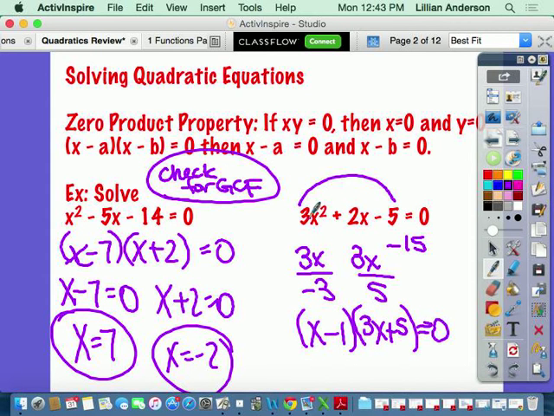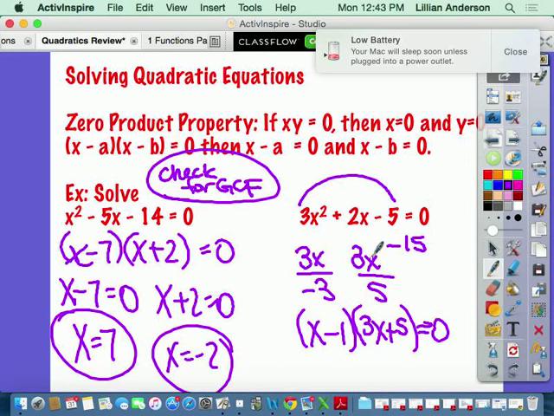Over here, since a is not 1, you want to multiply the a and the c together to get negative 15. Once you get that, you have to ask yourself, what two numbers give you that product, negative 15, and add together to give you the b? That's a positive 2. So we find that those two numbers are negative 3 and positive 5. So we write those two numbers down. Then we create our fractions.